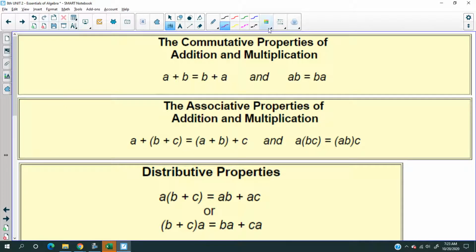So, okay, let's talk. The first property is called the commutative property, which states that in addition and multiplication, so not for subtraction and division, it doesn't matter how you add up the addends or multiply the factors. A plus B is the same thing as B plus A. So in other words, 1 plus 2 is the same thing as 2 plus 1. Likewise, 1 times 2 is the same thing as 2 times 1.